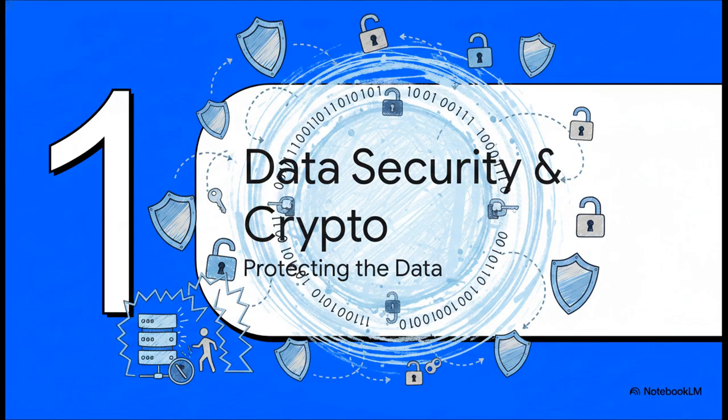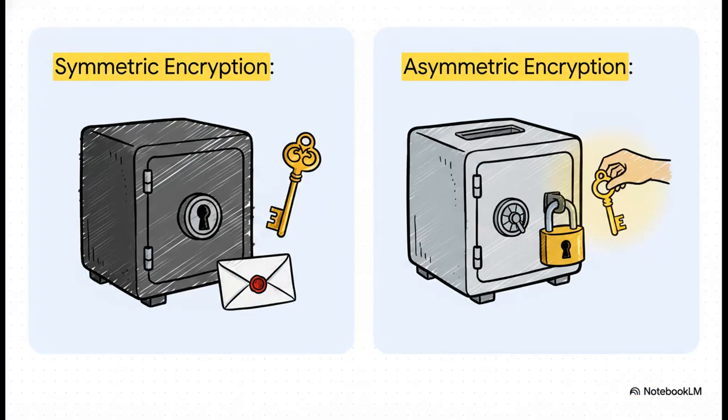Okay, Section 1, Data Security and Cryptography. Let's protect the data. This perfectly illustrates the two primary ways we protect data confidentiality: symmetric and asymmetric encryption. Now think of symmetric encryption like a traditional safe with one specific physical key. You use that exact same key to lock it and unlock it. Because it's a single shared key, it is lightning fast, but it's incredibly hard to scale securely. Like, how do you safely mail that one physical key to 1,000 different people?